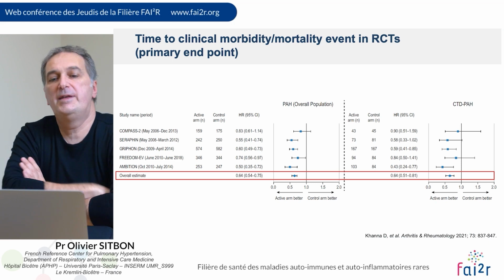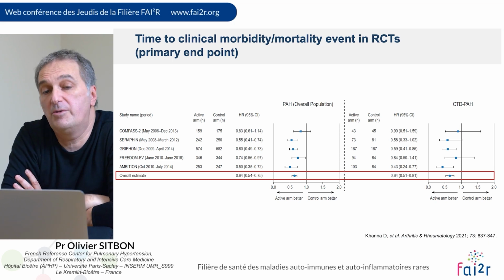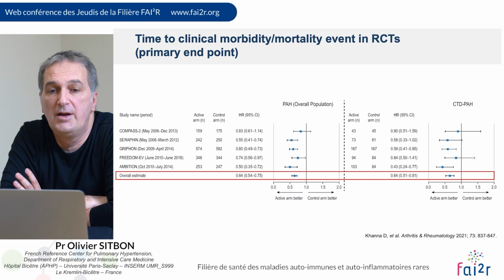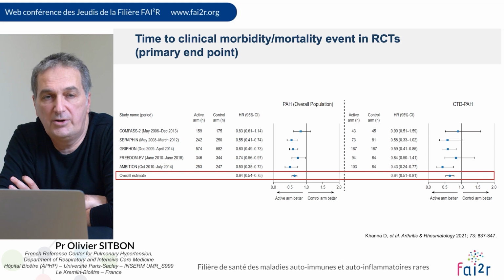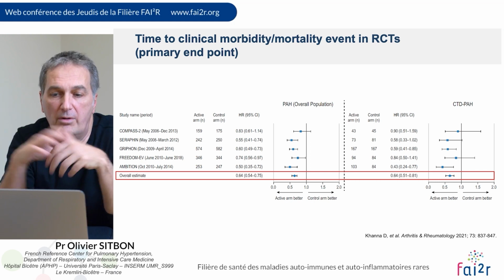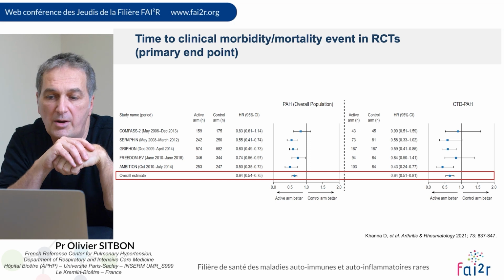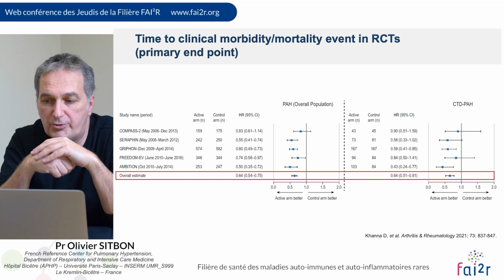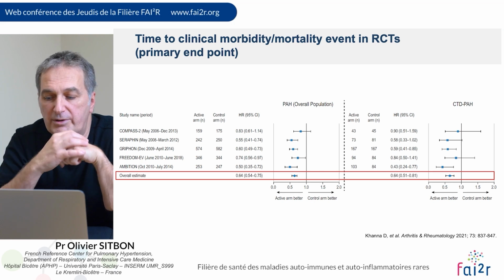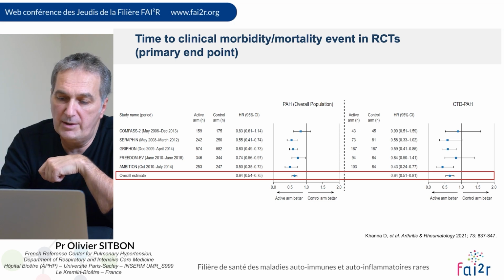And if you look at the sequential combination therapy trials, we can see that the effects observed in patients with connective tissue disease are very, very consistent with what we observed in the overall PAH patient population. It is true in SERAPHIN, in GRIPHON, in FREEDOM, in other trials using morbidity and mortality as a primary endpoint.